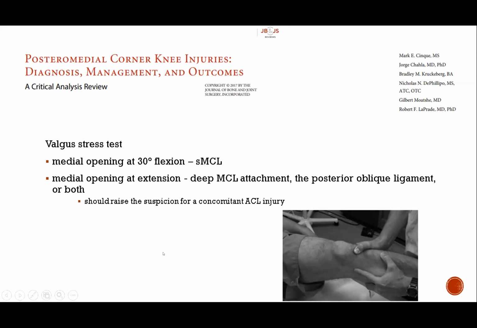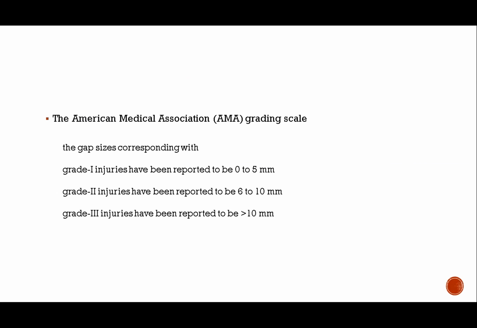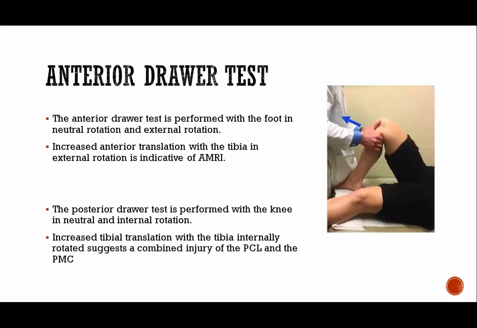So the point to be noted is if it is opening at extension, it should raise the suspicion for concomitant ACL injury. And grading is according to American. So grade 1 injuries is from 0 to 5, 2 being 6 to 10, and 3 being more than 10. So this is to confirm the anteromedial rotational instability.